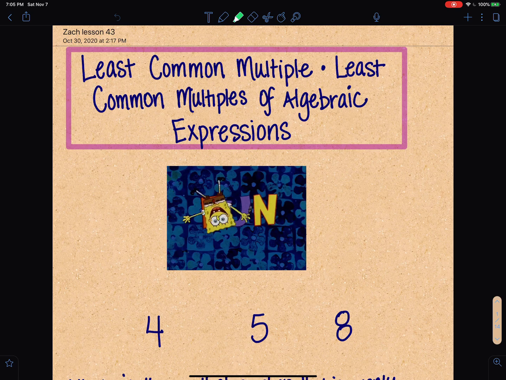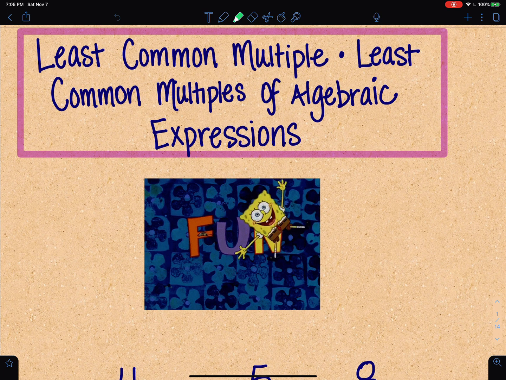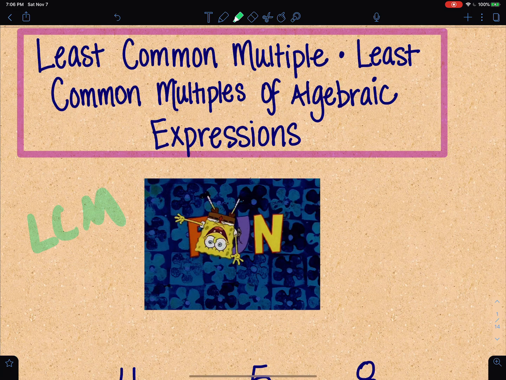Okay, hi there, Zach. We are going to do lesson number 43, and this is a really fun lesson. It goes over least common multiples and least common multiples of algebraic expressions. So it's really taking this idea of least common multiple, which you've been doing, to the next level and applying it to when there's variables involved, okay?